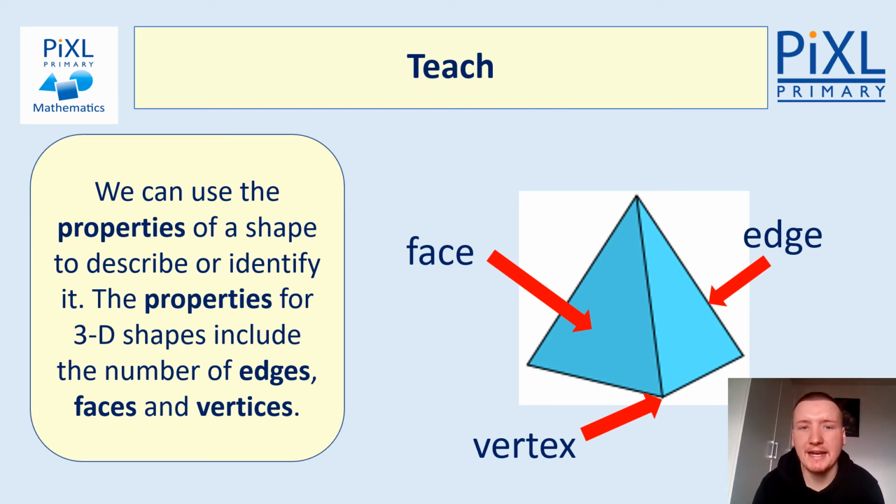And then your final property that you need to remember is edge. Now, of course, this is just the edge of a shape where two faces meet. So always remember them three different basic properties that you have in 3D shapes.